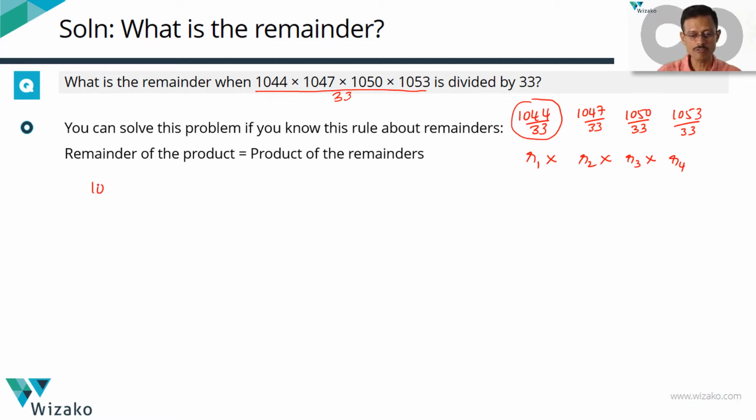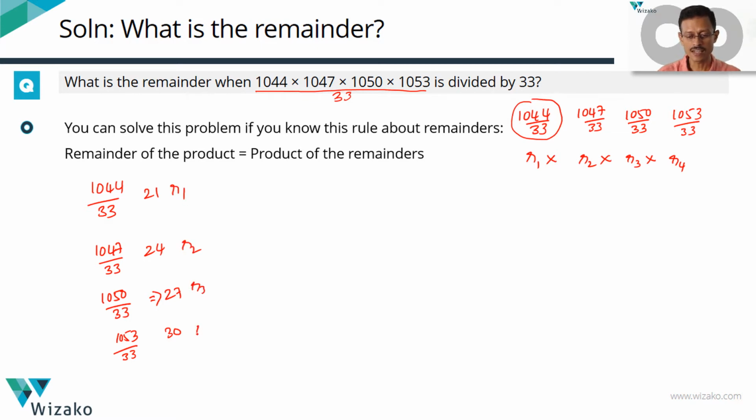Start with that 1044 divided by 33. The remainder of this division is equal to 21. 1047 divided by 33. The remainder of this division is 24. 1047 is 3 more than 1044. So the remainder is going to be 3 more than that. Along the same lines, 1050 divided by 33. The remainder is equal to 27. Lastly, 1053 divided by 33. The remainder of this division is equal to 30. So this is R1, R2, R3 and R4.